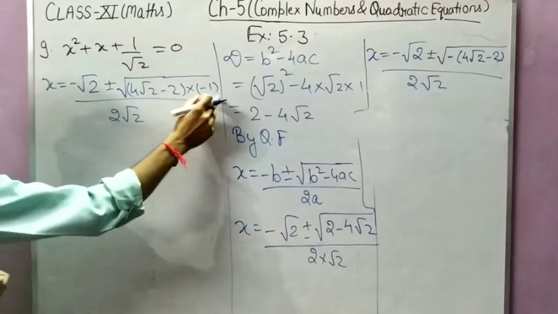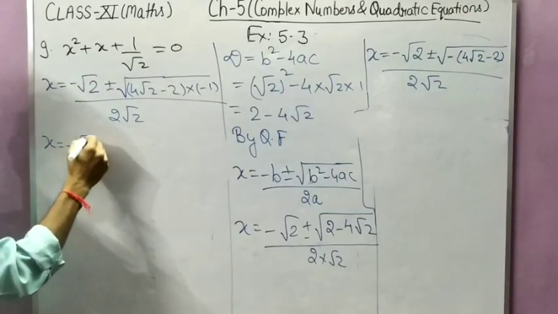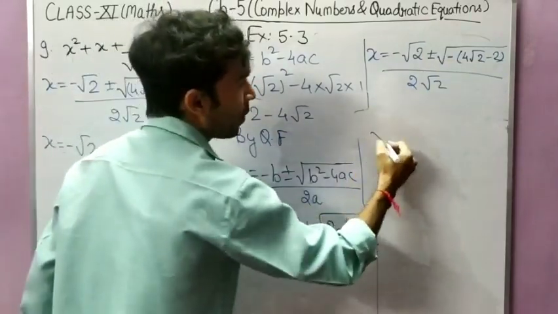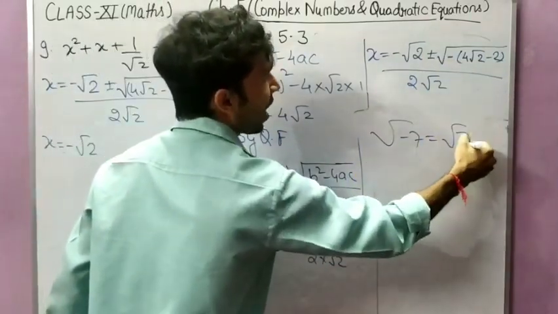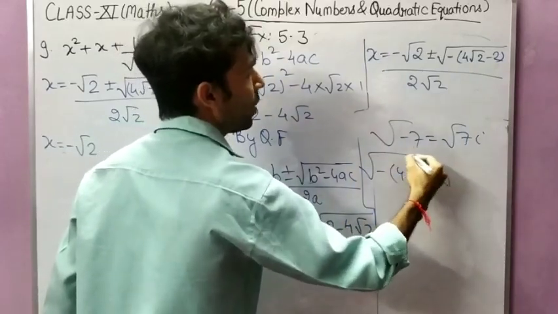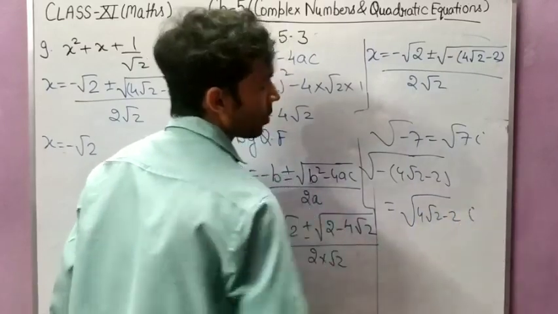Now this separately can be written as x equal to minus under root 2, and see it is minus of any number, we all know that now minus of 7 is equal to 7i, so minus of 4 root 2 minus 2 will be equal to what, under root 4 root 2 minus 2i, okay.